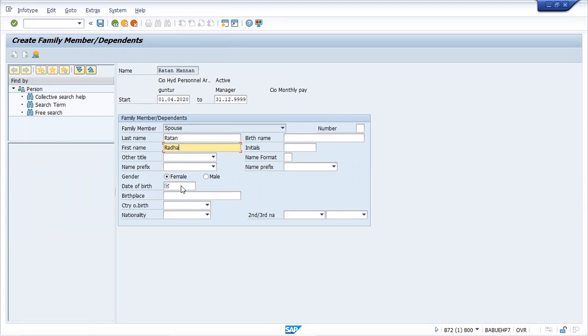Okay, sir. Nationality also, you can maintain. Indian. Yeah. Now you just save it. Then you just maintain another, like child or something like that. Child. Okay, sir.